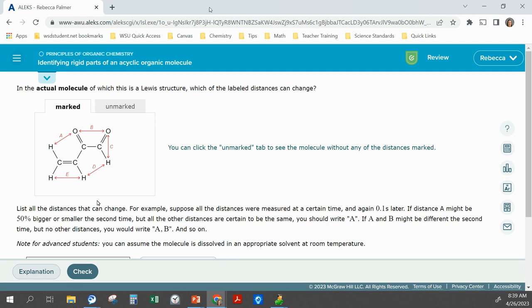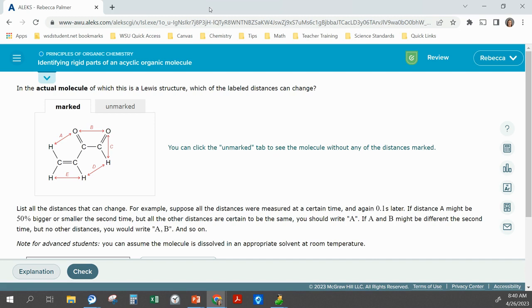What helps me is to look for a trapezoid, like this one, where we have a carbon-carbon double bond. The distance between the hydrogens attached to adjacent carbons on a double bond kind of forms a trapezoid. These ones are locked. That's not going to change. This question is saying list all the distances that can change.